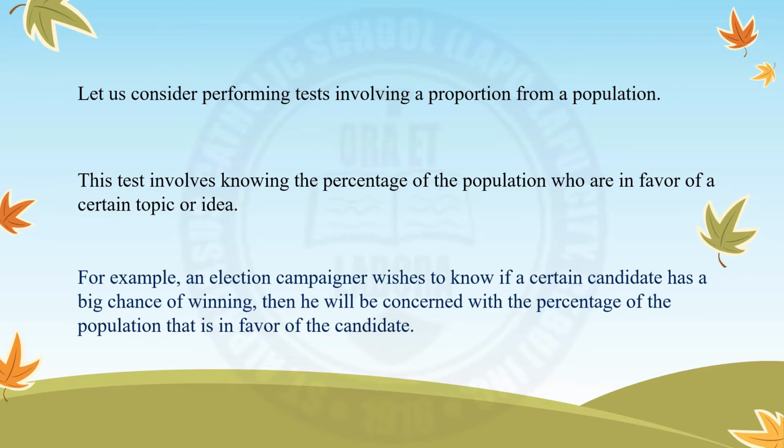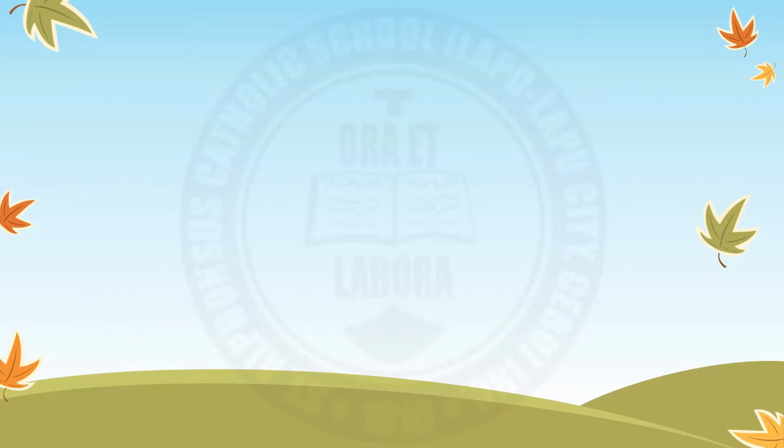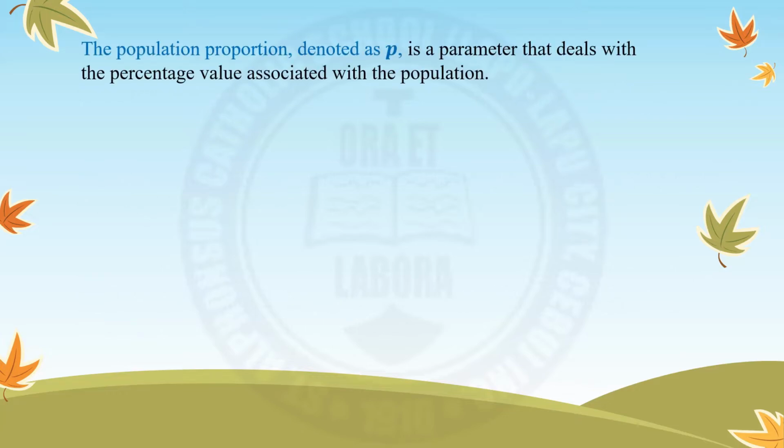For example, an election campaigner wishes to know if a certain candidate has a big chance of winning. Then he will be concerned with the percentage of the population that is in favor of the candidate. The population proportion is denoted as P. It is a parameter that deals with the percentage value associated with the population.